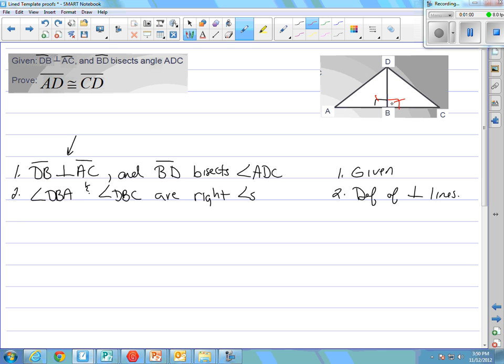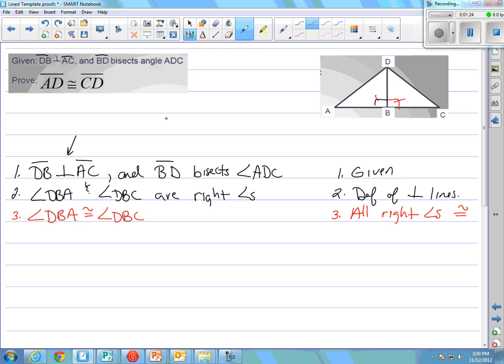Now I know, and I'm going to put these hash marks in here right away, because I know that if I have multiple angles that are right angles, I always want to say that those angles themselves are congruent to one another. Okay, every right angle is equal to every other right angle, or congruent. All right angles are congruent.